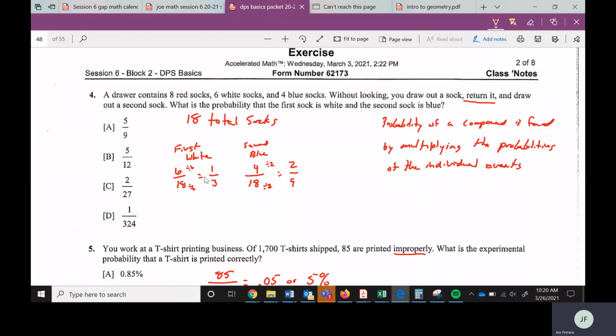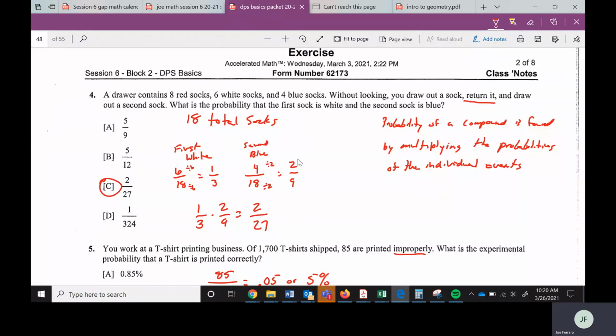So we found the first event happening was the probability of 1/3. Probability of the second event happening was 2/9. We multiply those. Remember, multiplying, you just multiply across the top, then the bottom, see if you have to reduce. So 1 times 2 is 2. 3 times 9 is 27. You cannot reduce. The answer is C.